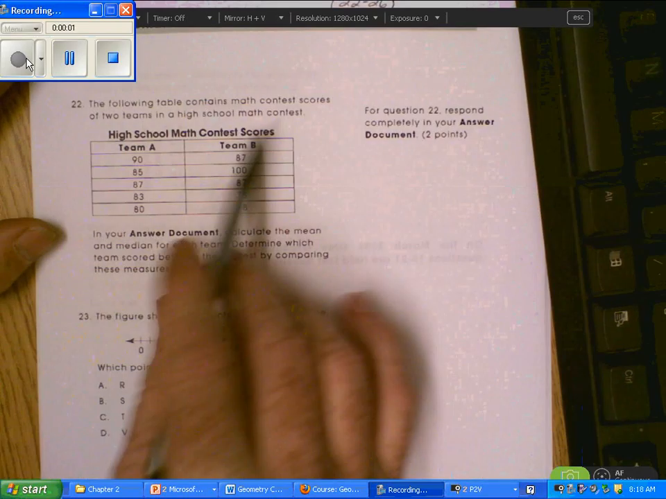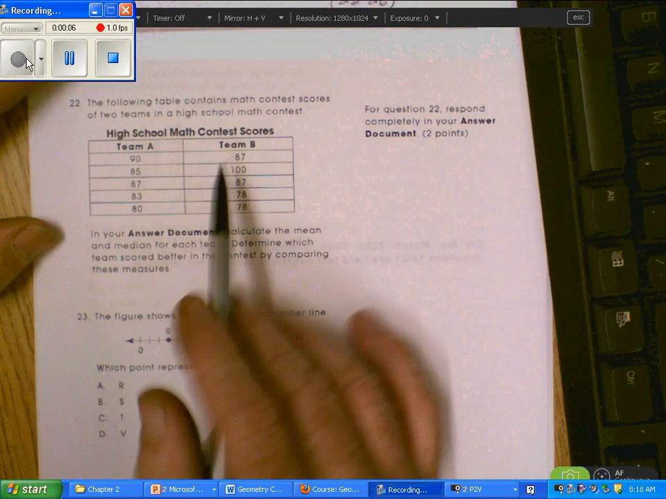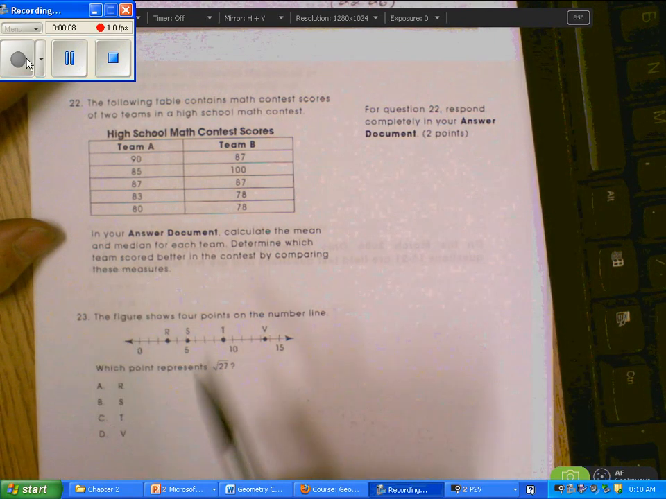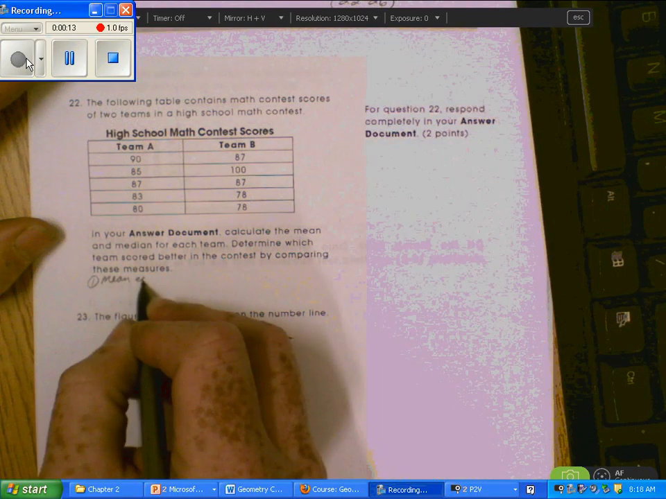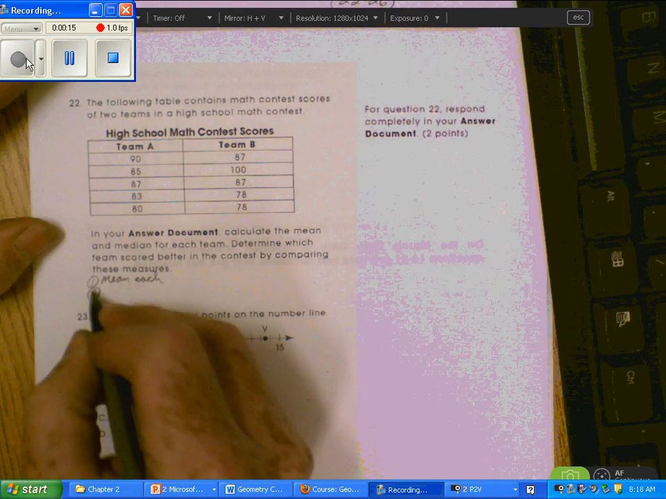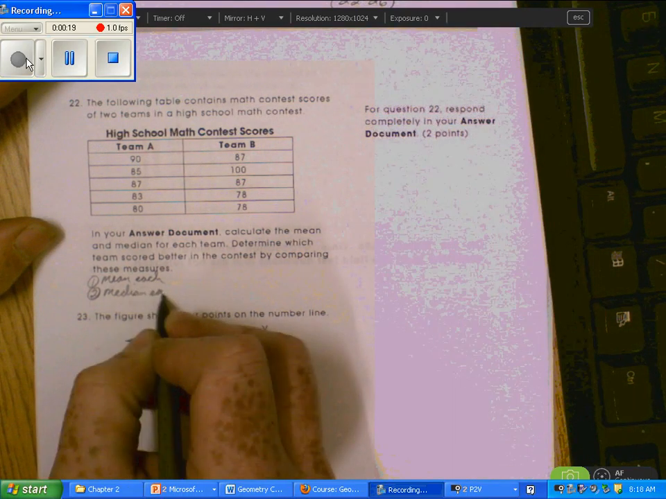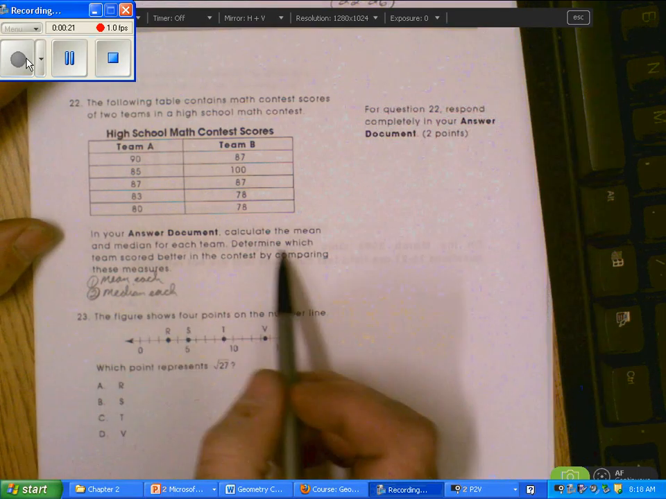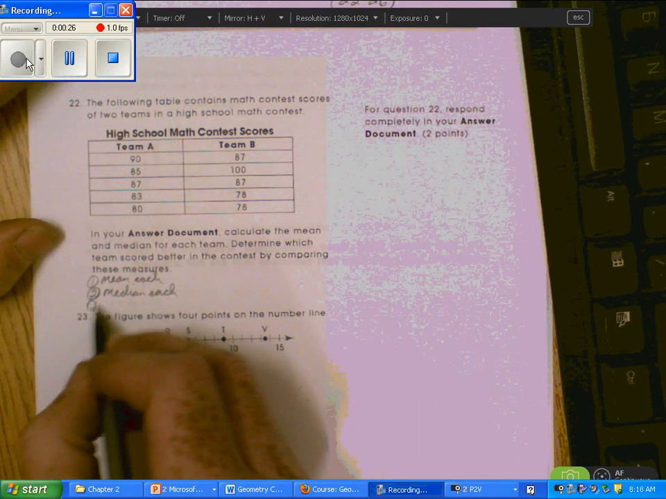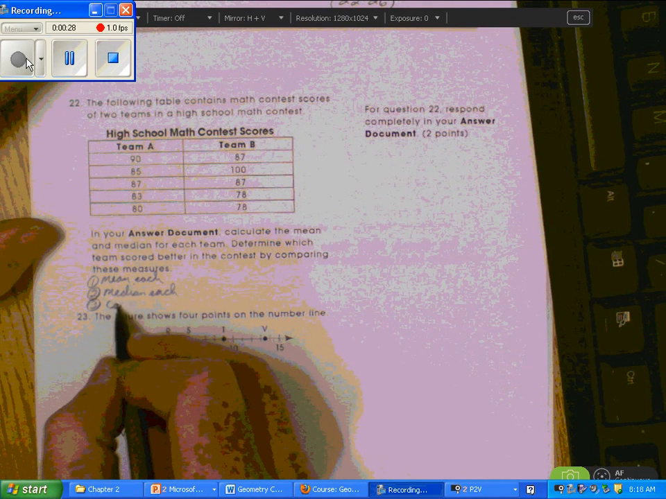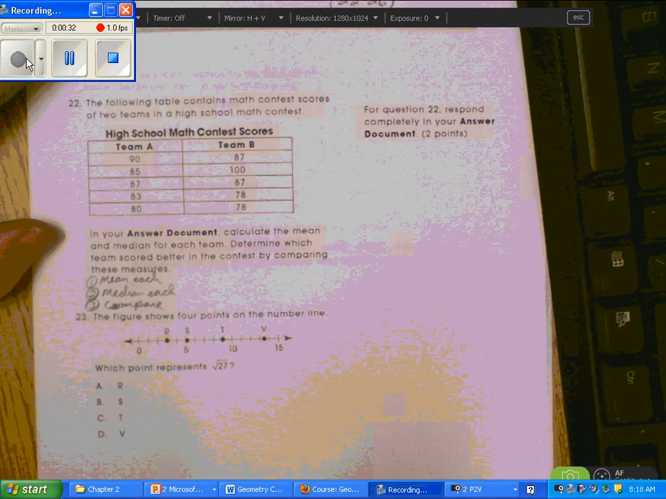The following table contains math contest scores of two teams in a high school math contest. In your answer document, calculate the mean and median. So we need the mean of each, median of each. Determine which team scored better in the contest by comparing these measures. So then a comparison. So to get full credit, that's what we need.